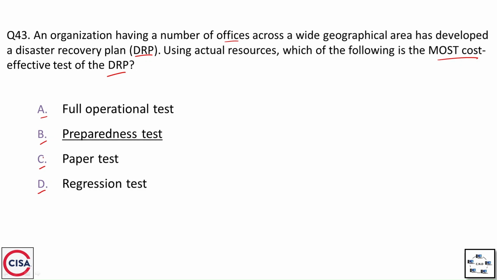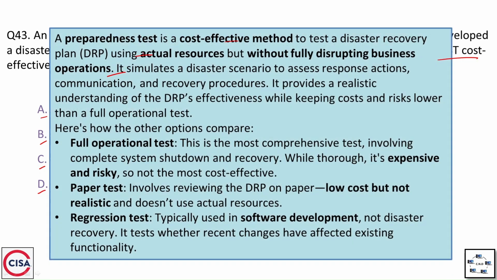option B, preparedness test. So a preparedness test is a cost-effective method to test a disaster recovery plan, that is DRP, using actual resources but without fully disrupting business operations. It simulates a disaster scenario to assess response actions, communication, and recovery procedures. It provides a realistic understanding of the DRP's effectiveness while keeping cost and risk lower than a full operational test.